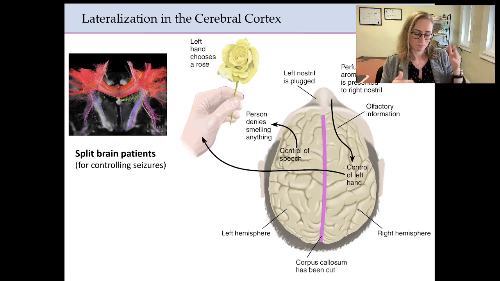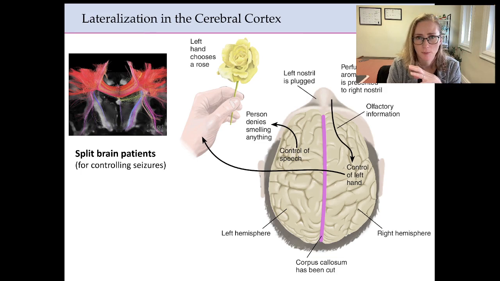So what we do is we sever, meaning we cut those fibers, so that when the seizure is starting in one hemisphere, it's not going to jump over to the other hemisphere. So we can do really cool things that we can study with split brain patients, where we really see that awareness is almost stuck in a hemisphere. So let me just walk through this really quick.